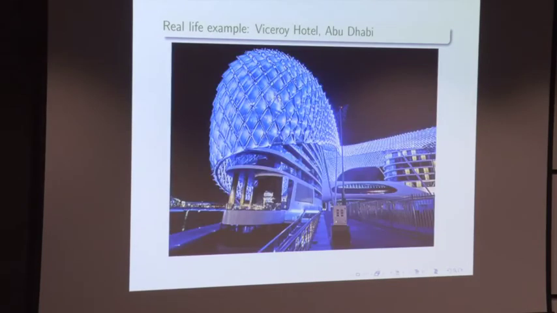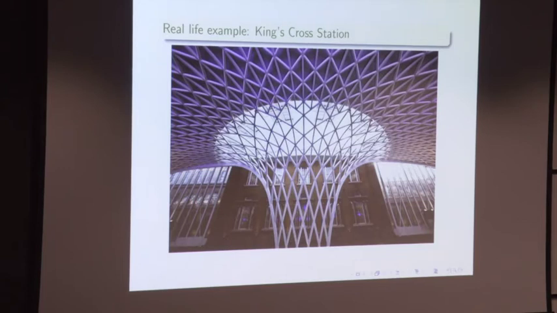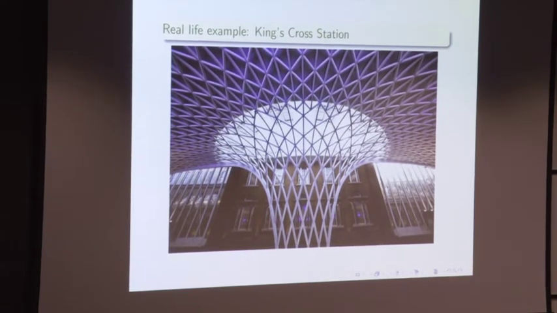I believe this is in Glasgow, this is the Viceroy Hotel in Abu Dhabi. You see those lines very nicely. National Theatre in Beijing, and I believe this is King's Cross Station. I hope to see it on, I think, Saturday. So here there are maybe three sets of more or less conic looking curves. I don't think they're actual hyperbolas, these lines, but more or less they look like conics.